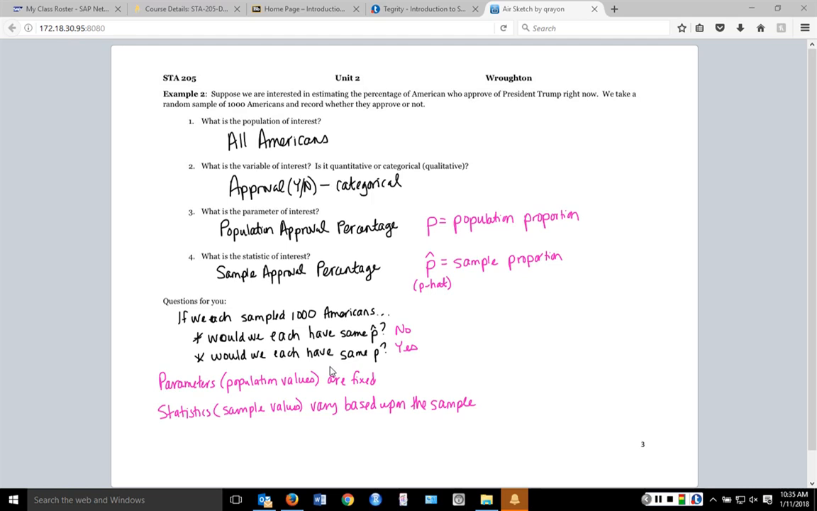So this is a nice introduction into terminology. Next, we'll talk a little bit more about how we collect some data.